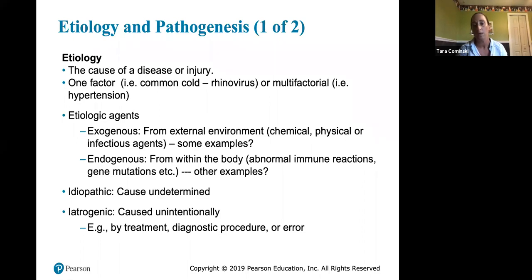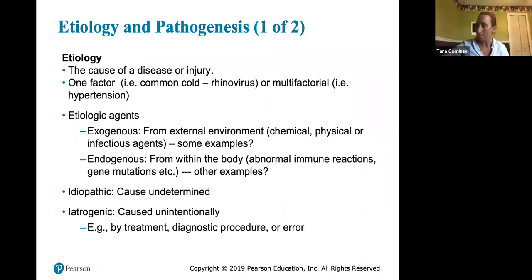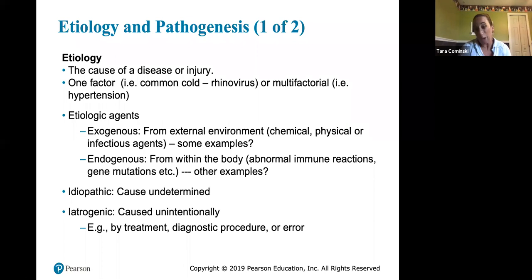So chemical, what's an example of a chemical agent that might cause disease? Pollution. Okay, what else? Carbon monoxide, right? What else? Like the fertilizers that they spray over fields and stuff like that. Yeah, good, potentially, right? Things like lead, mercury, right? Those types of exposures can cause issues, especially in younger population.